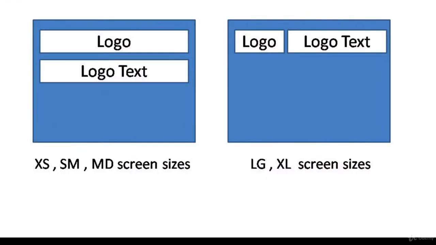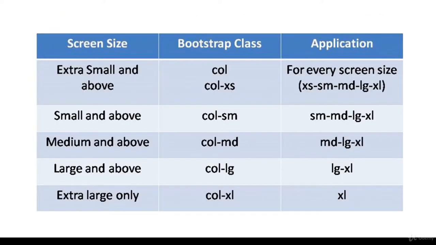But I need the logo to take the width of 4 columns and the logo text to take the width of 8 columns. I also need these 4 columns and 8 columns to appear for only large and extra large screen sizes. Now I'm going to explain the Bootstrap screen size shortcuts. These are the shortcuts in Bootstrap for screen sizes. Bootstrap has 5 levels of screen sizes. They are extra small, small, medium, large and extra large.